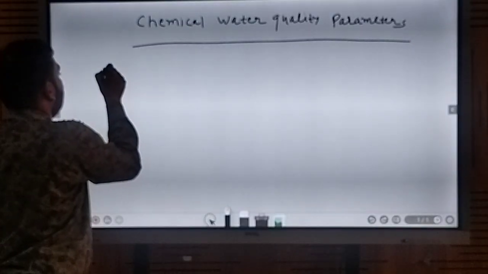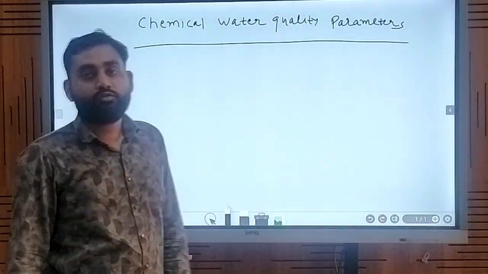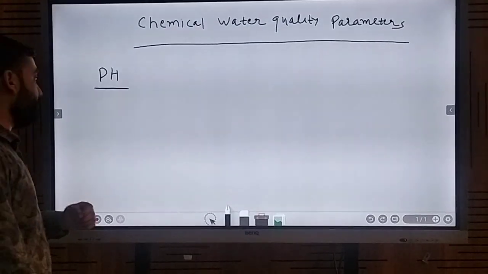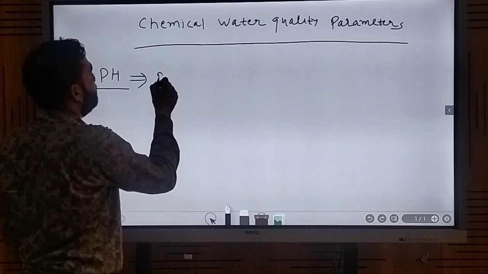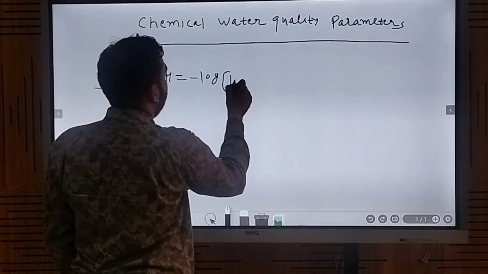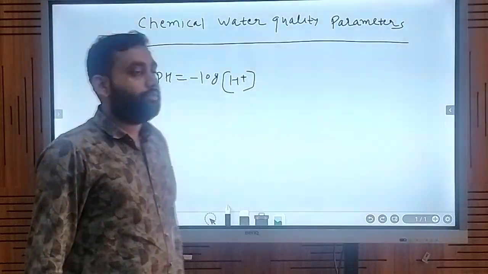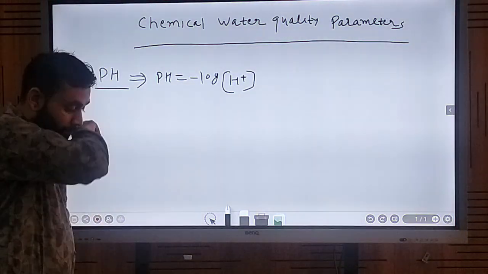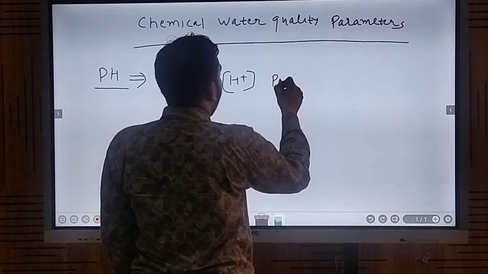If we're talking about chemical water quality parameters, the first one is pH. Chemical water quality parameters are those parameters which are due to chemical compounds. First one is pH. pH is the negative logarithm of hydrogen ion concentration. pH tells about acidity and basicity in water. pH is measured by a potentiometer.